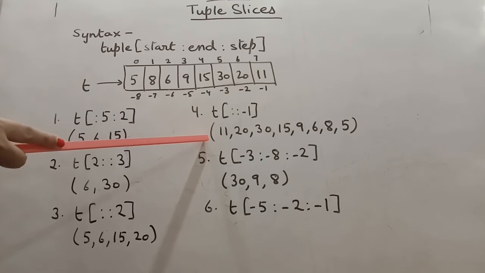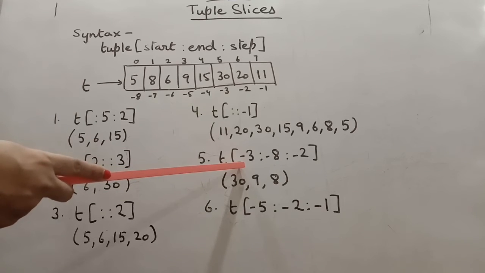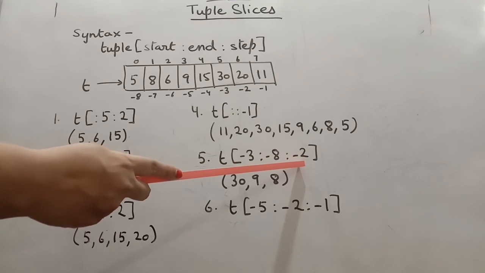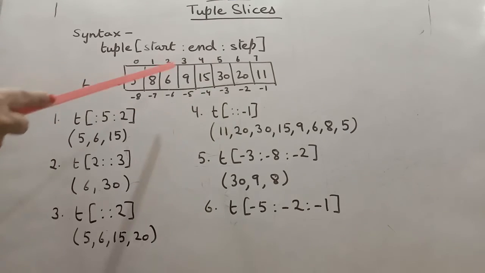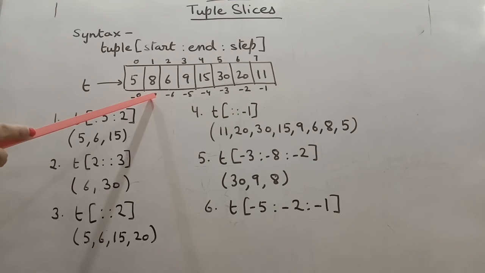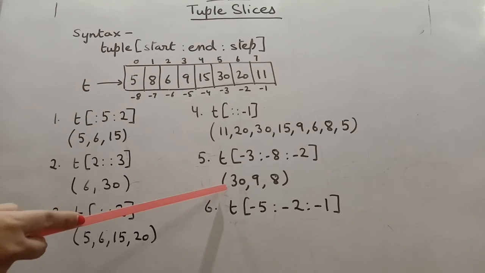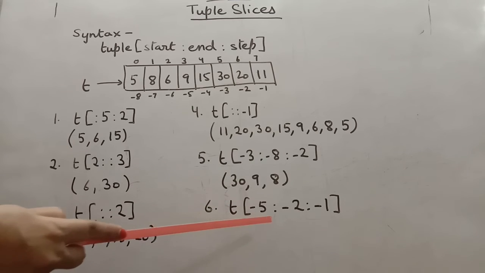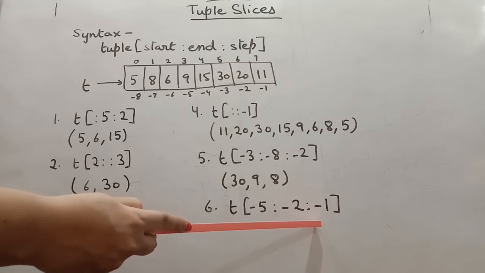This is an example. Next one, T -3, this is the starting index, -8, this is the ending index and -2, this is the step value. That means from -3 to -7 you will go on and every second value will be picked. So, 30, then 9 and then 8. This is your answer.